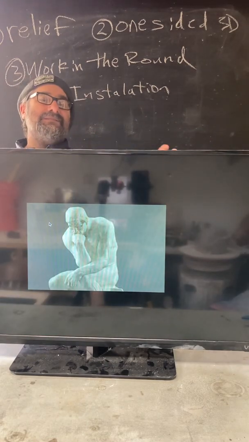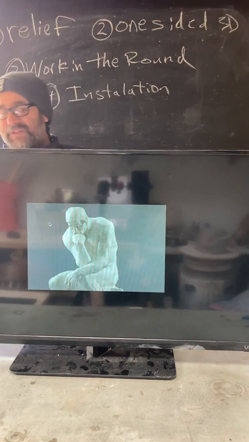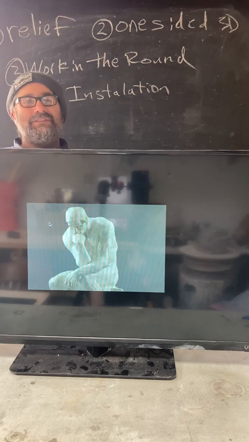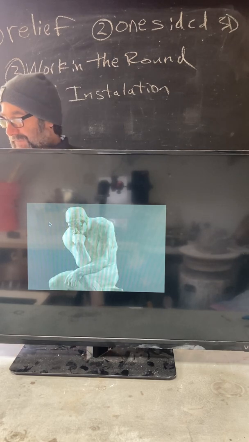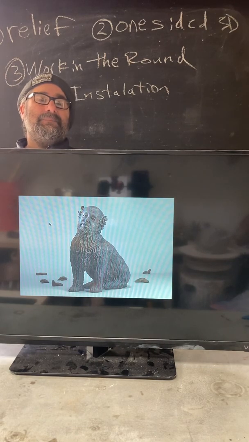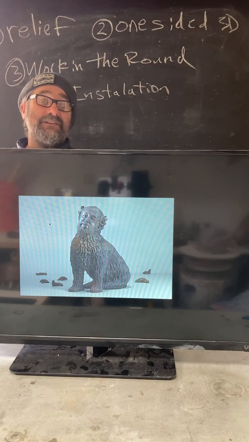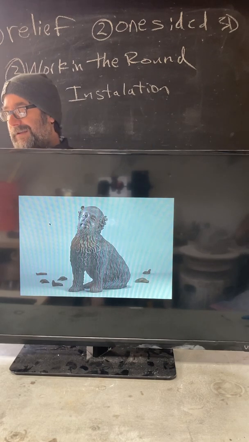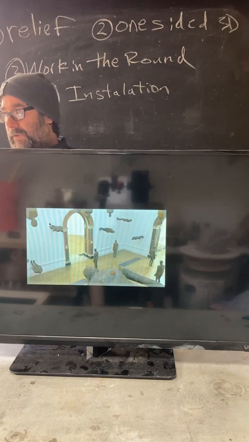Auguste Rodin, right, The Thinker, this is a work in the round. The piece is a three-dimensional piece. It sits on a pedestal, all right? This is Robert Arneson, a guy who used to teach at Davis, a pretty famous, localish clay artist. Again, a work in the round.